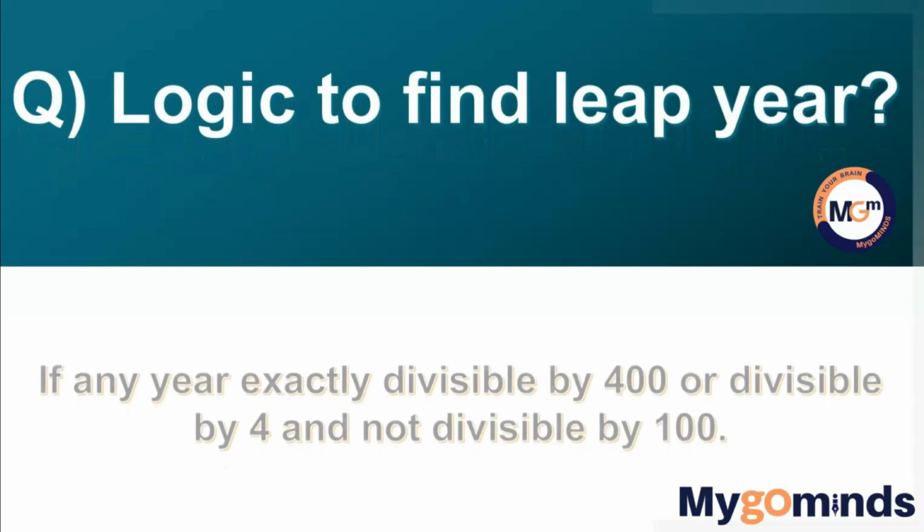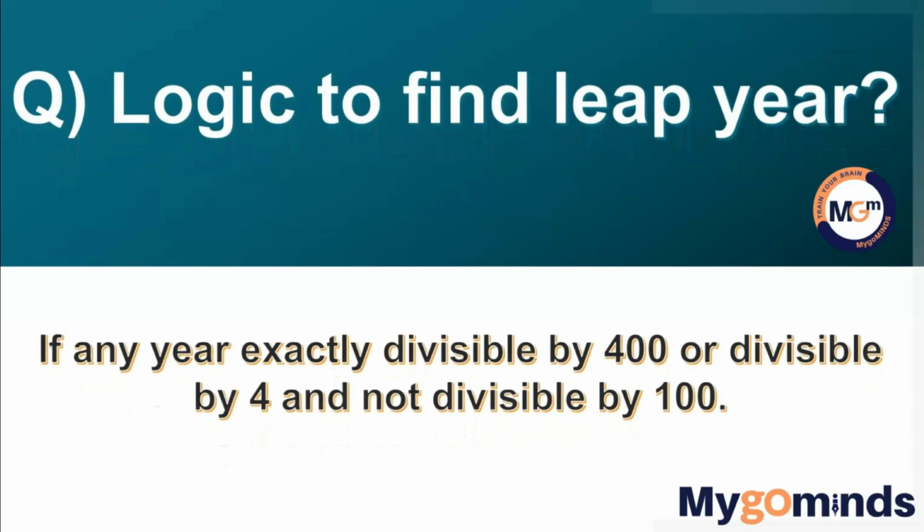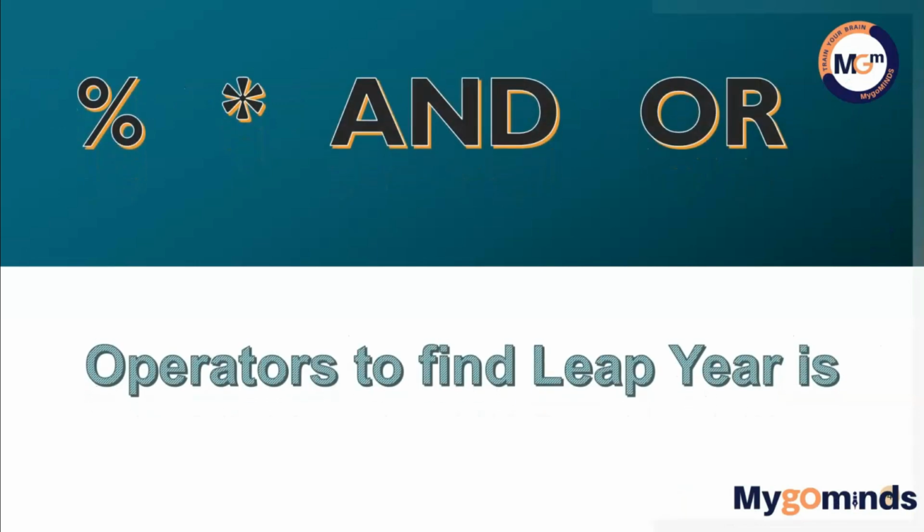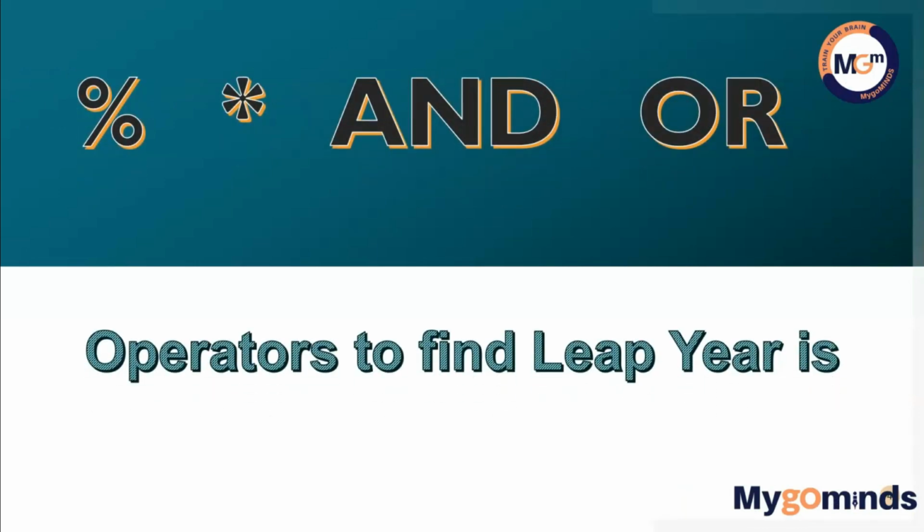So what is the logic behind it? It's very easy, guys. Any year which is exactly divisible by 400, where you get the remainder 0, is a leap year. Or divisible by 4 but not divisible by 100. These are the two conditions. The operators we'll be using to find a leap year are modulus and or. While writing the program, you'll come to know about this.